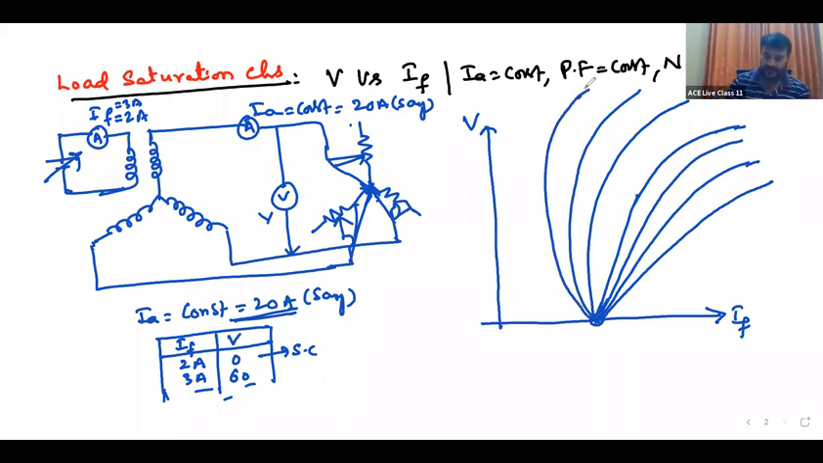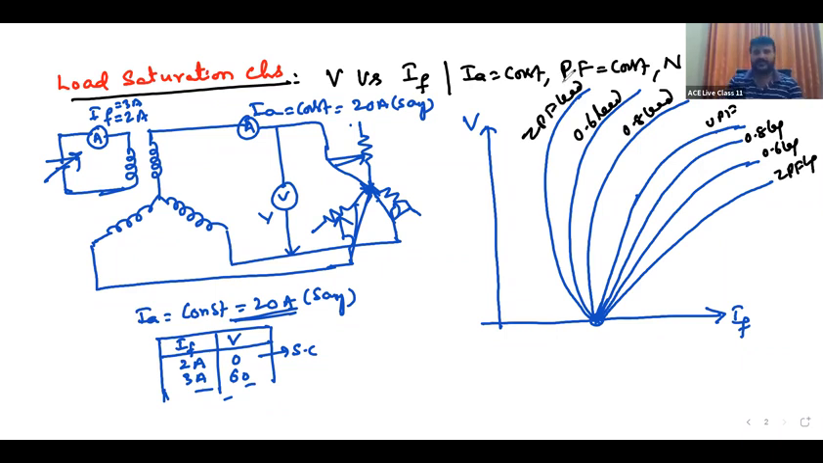Okay. So this is for UPF, unity power factor. This is for 0.8 lagging. This is for 0.6 lagging. This is for ZPF lagging. For leading power factor: 0.8 leading, 0.6 leading, and ZPF, zero power factor leading.